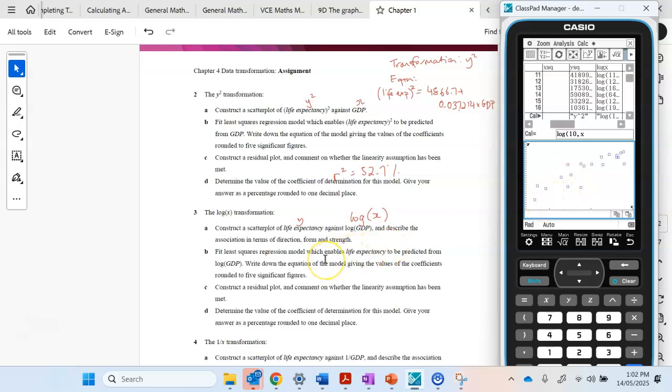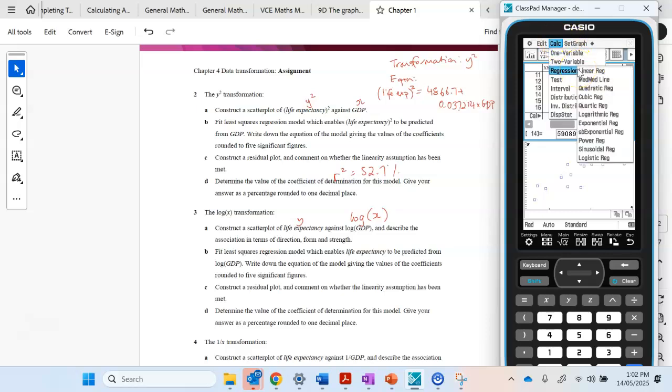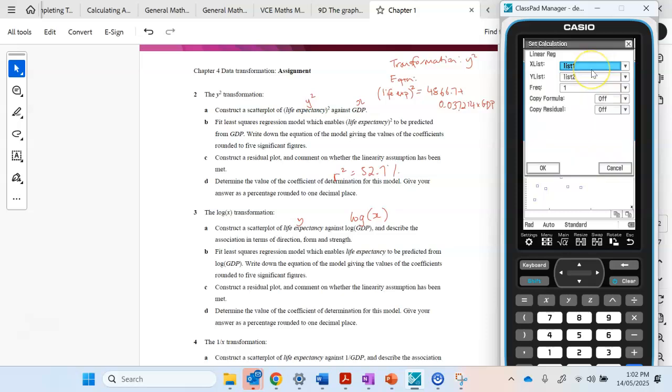So we have to talk about the direction, form and strength. Okay, so you should be able to do that. Remember, with your strength, we usually just talk about the R value if it's linear, but we can go ahead and do that anyway. So x is log x. Y is y, and I'm just going to put the residuals also into the residual column. You can just see the RES there for residual.